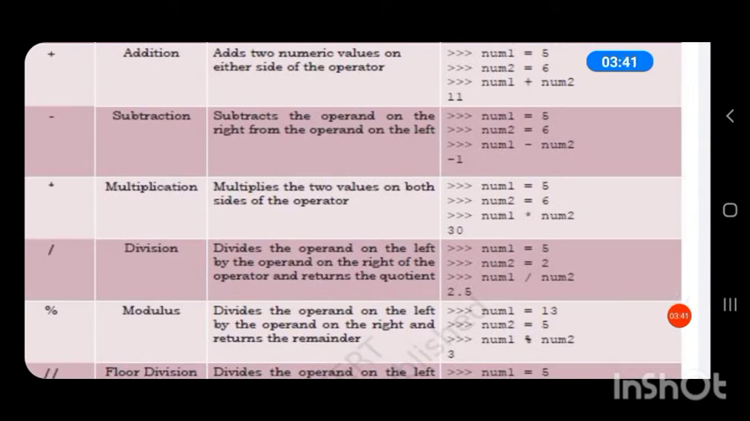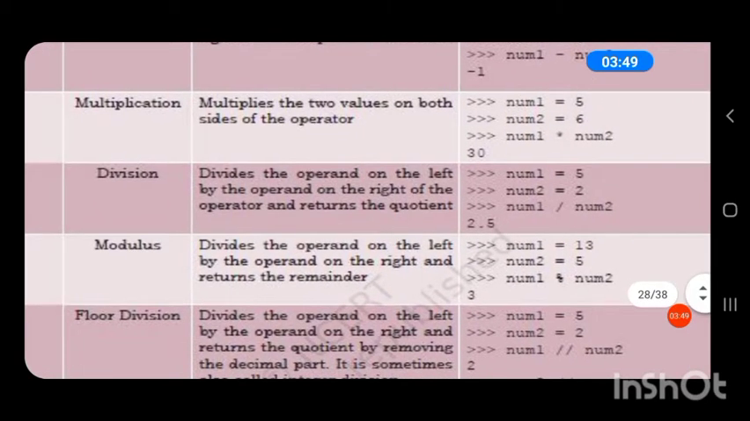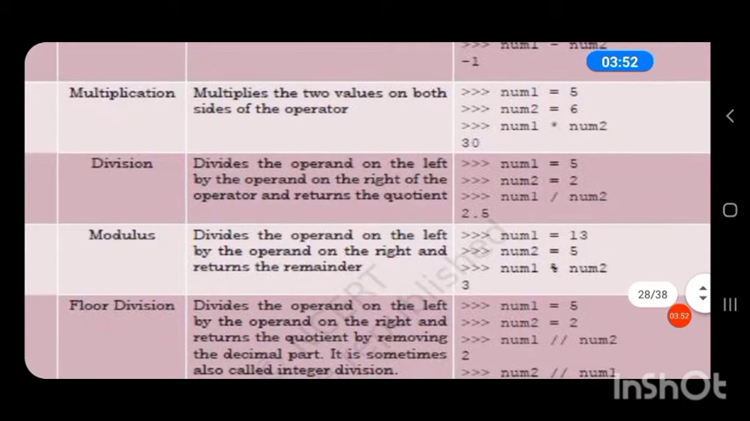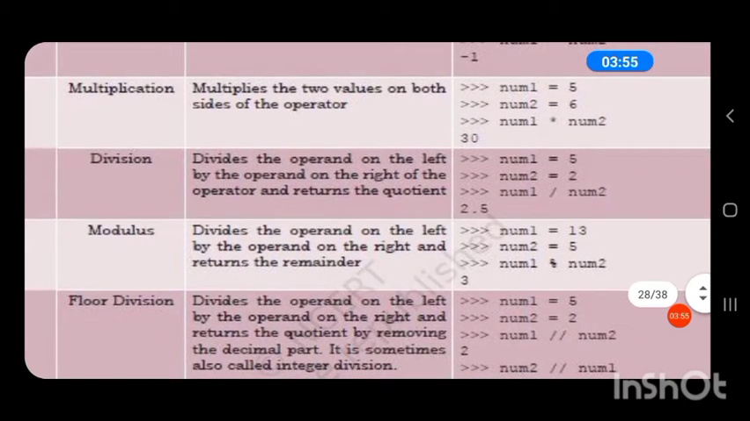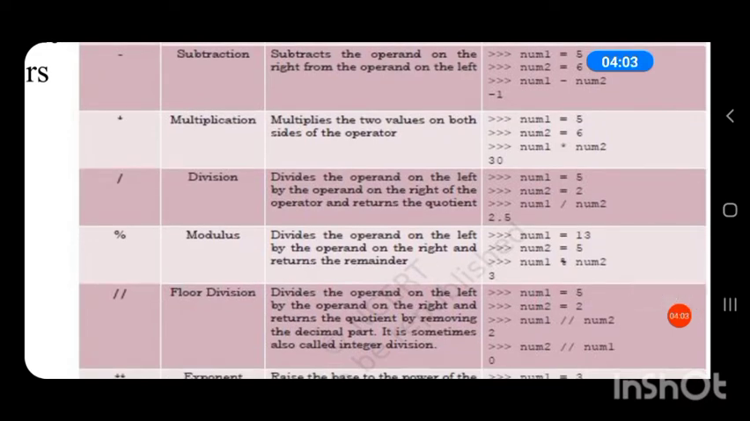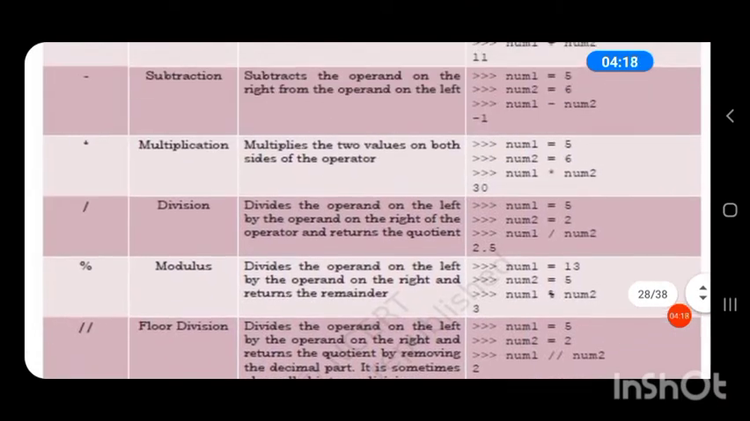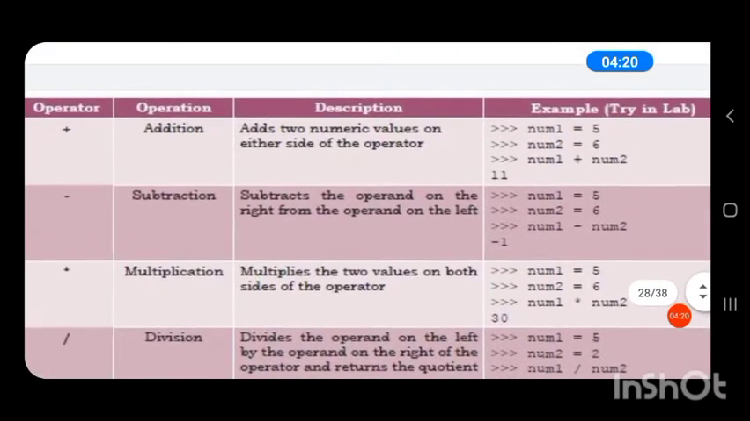Next is the slash, which is used for division. It divides the operand on the left by the operand on the right of the operator and returns the quotient. With num1 equal to 5, num2 equal to 2, num1 divided by num2, that is 5 divided by 2, we get a value of 2.5. All these four operators are familiar to you.